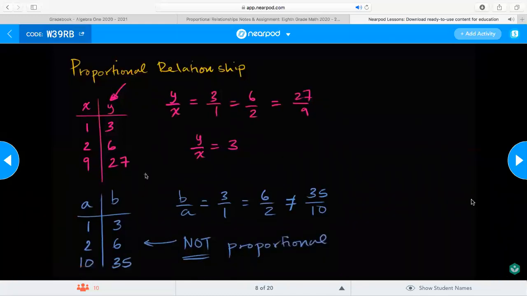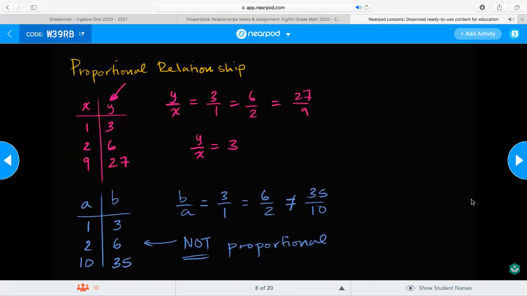So the key in identifying a proportional relationship is to look at the different values that the variables take on. When one variable is one value, what does the other variable become? Then take the ratio between them. Here we took the ratio y to x, or y divided by x, and the ratio of y to x is always going to be the same here, so this is proportional.